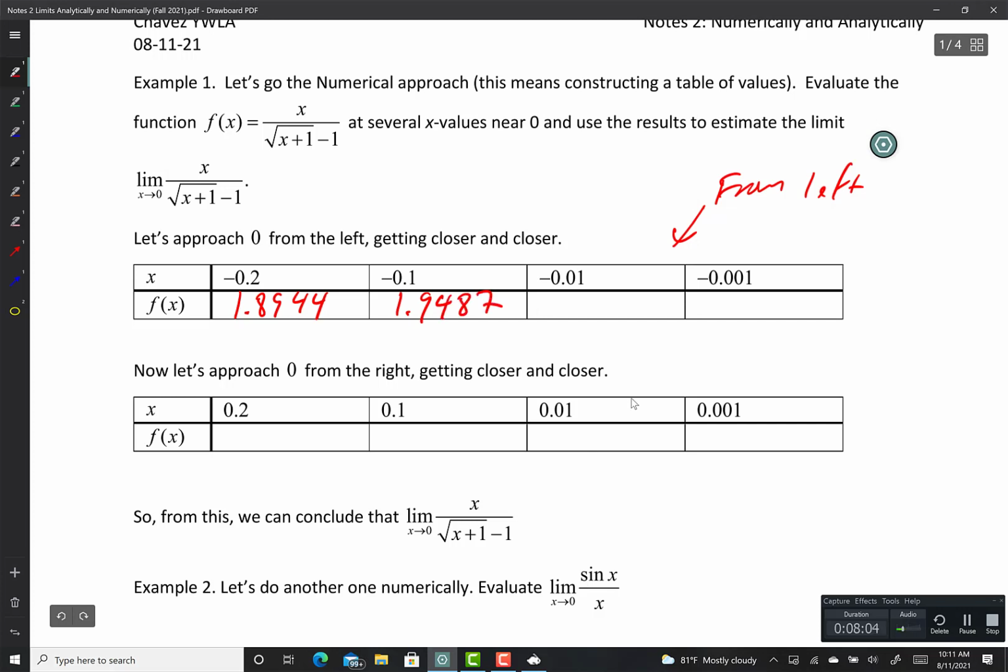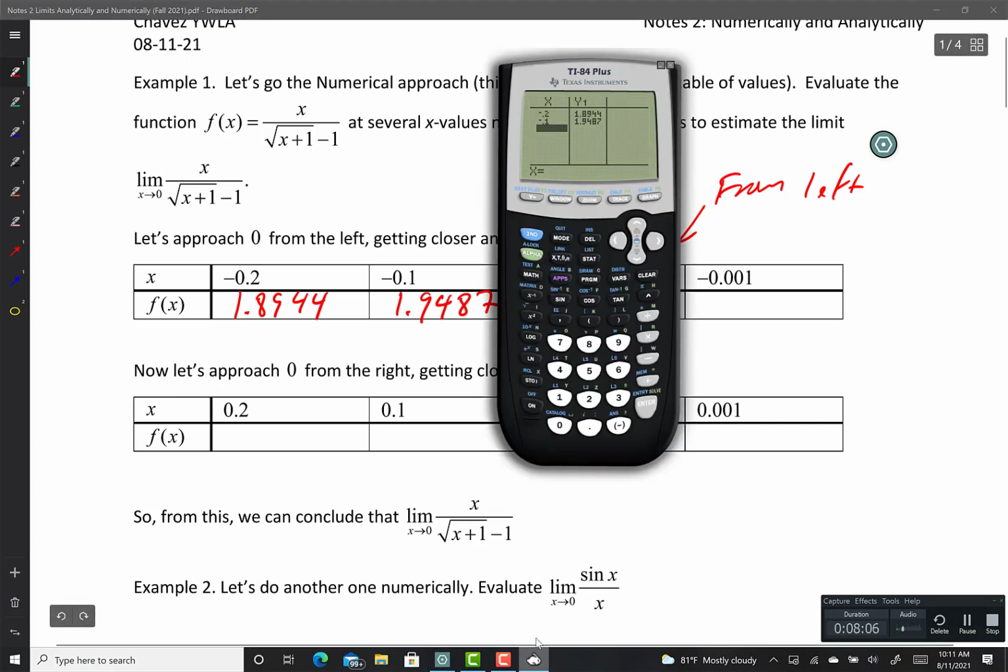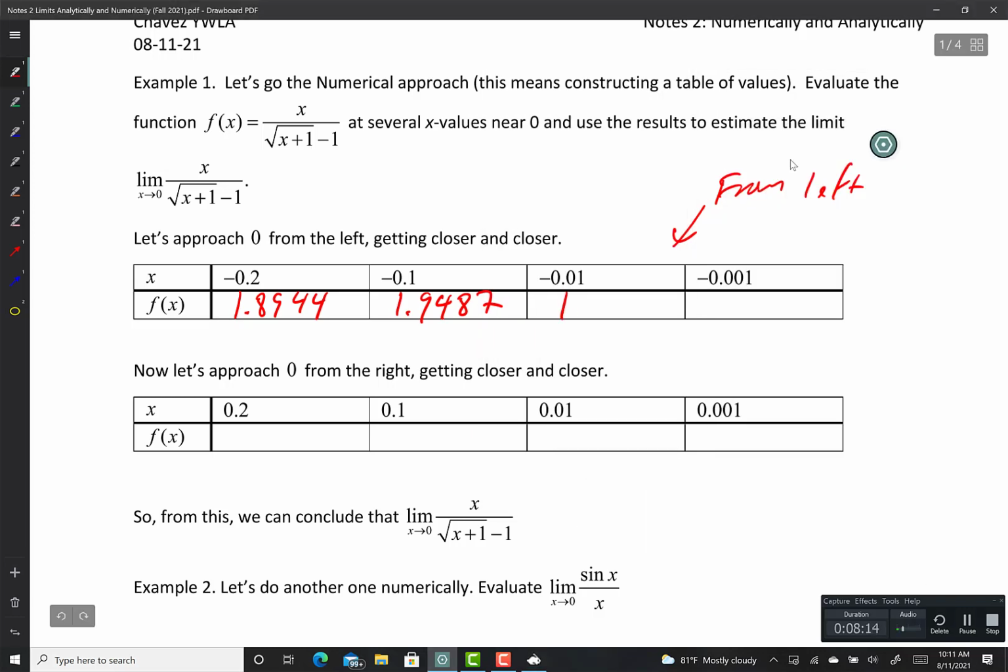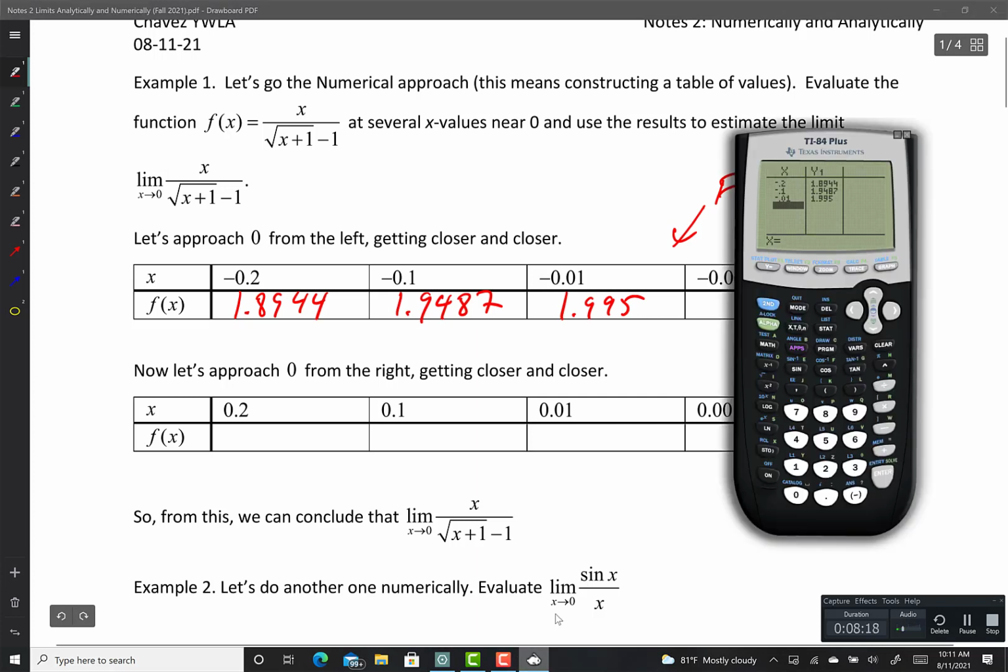Now I'm going to type negative 0.01. That gives 1.995. And then negative 0.001 gives 1.9995.